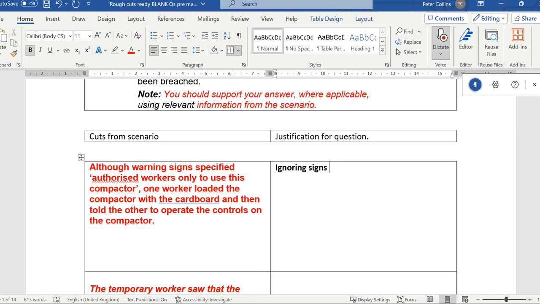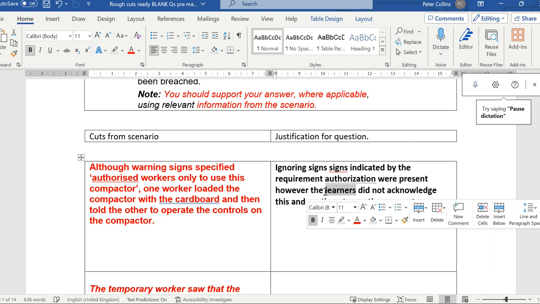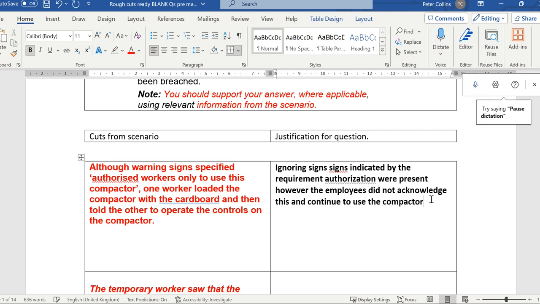Signs indicated by the requirement authorization were present. However, the learners did not acknowledge this and continued to use the compactor. Talking as if it was you there, so there we go. So that would say there, employees, they breached an instruction by the employer.